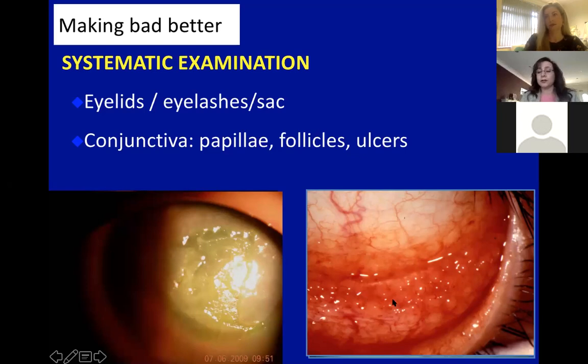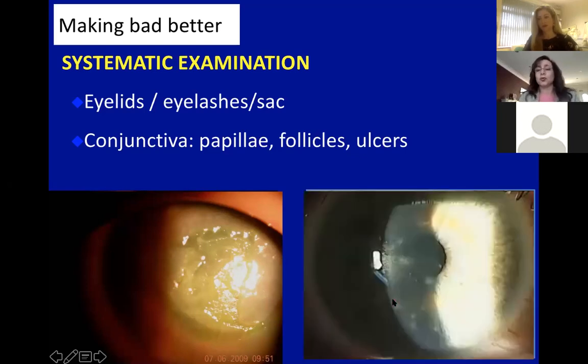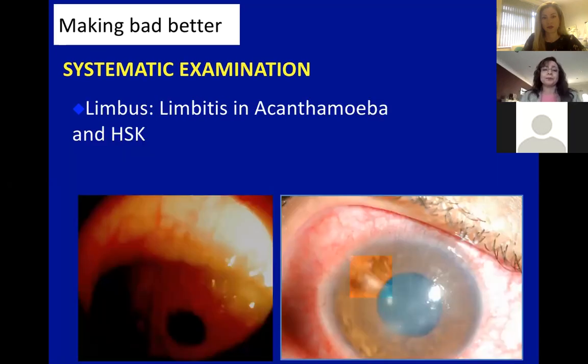And again, follicles can also be a clue, as in this patient who had subepithelial infiltrates and was misdiagnosed as acanthamoeba keratitis. So again, check the limbus. Once you've done your lids, then check your limbus. Very important to look for limbitis. It can be there with acanthamoeba keratitis or viral keratitis. But if you see the pathognomonic perineural infiltrates, perineuritis, then that is a pathognomonic sign for acanthamoeba.